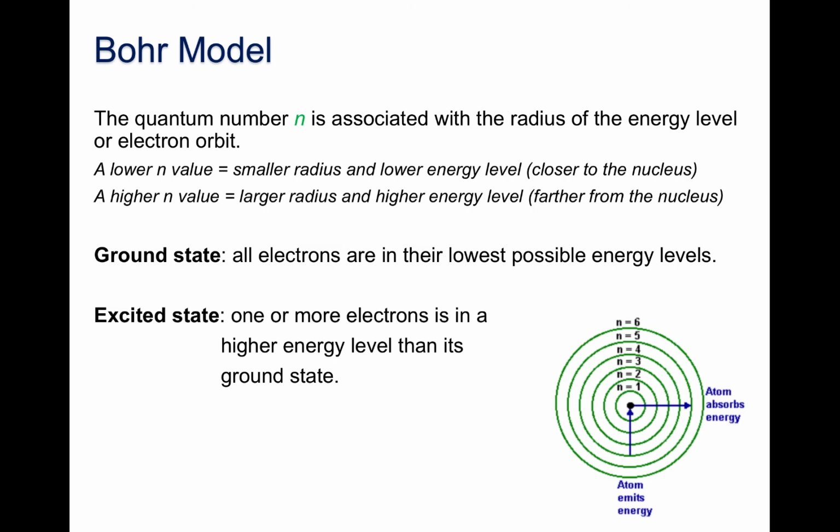And so electrons are in the ground state when they're in their lowest possible energy levels. So they're trying to get as close to the nucleus as they possibly can because they're attracted to that positive nucleus.